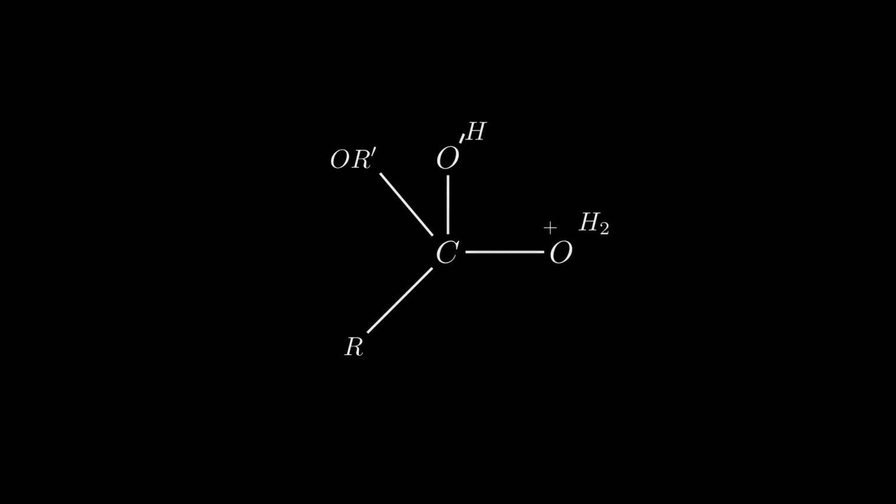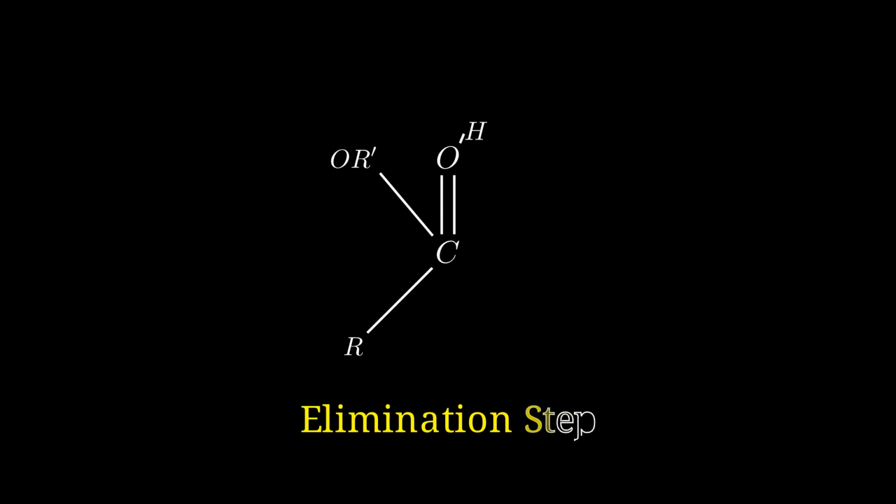Here is the key insight. To push the water out, a lone pair of electrons on the other oxygen swings back down to reform the carbon-oxygen double bond. As that bond forms, the water molecule is kicked out. This is the elimination step.